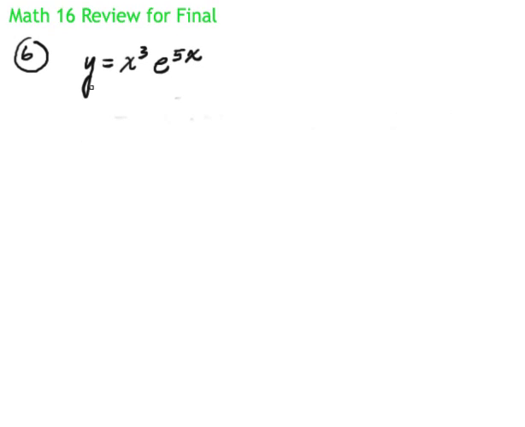In number 6, we're going to differentiate using the product rule. So we have y prime is equal to the first, that's x cubed, times the derivative of the second, so here we have e to the 5x times the derivative of 5x, that's 5, plus the derivative of the first, that's 3x squared, times the second.